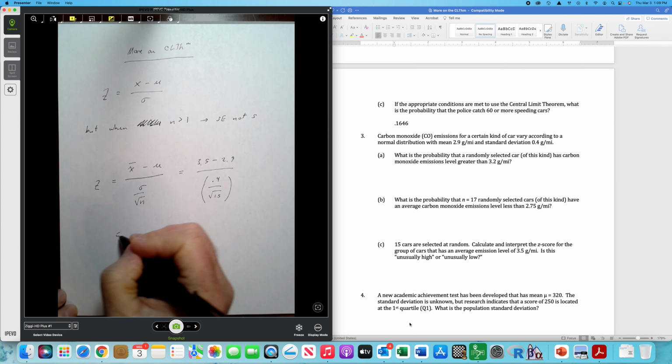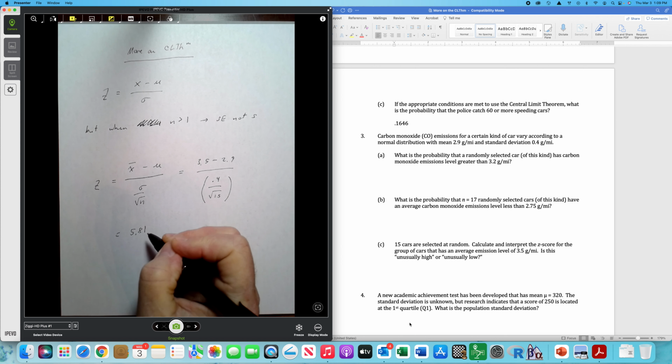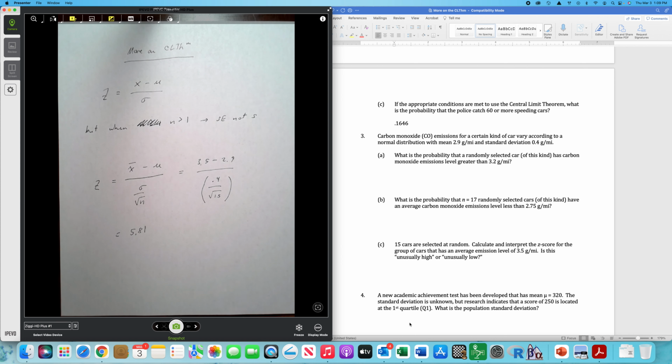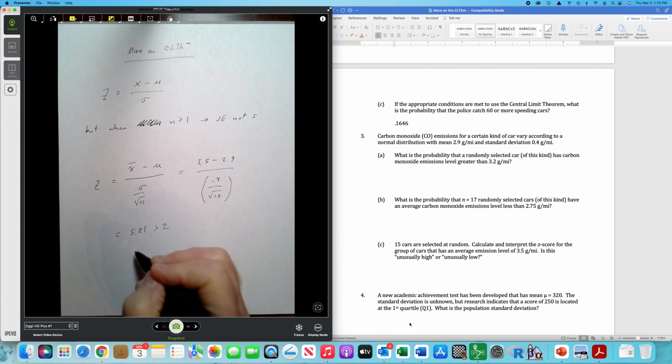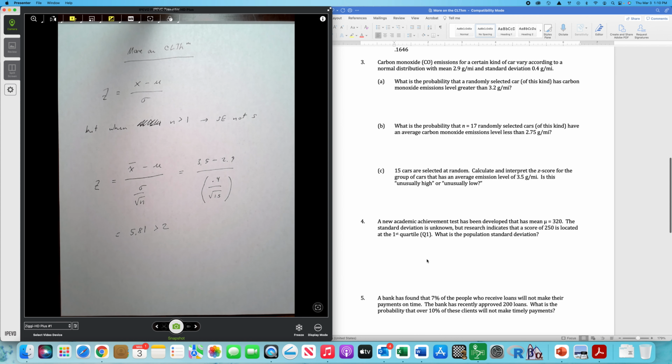5.81. And remember, for something to be unusually high or unusually low, we use this threshold, this cutoff of 2. If it's higher than 2 or lower than -2, so this is clearly bigger than 2. So yes, we have an unusually high score.